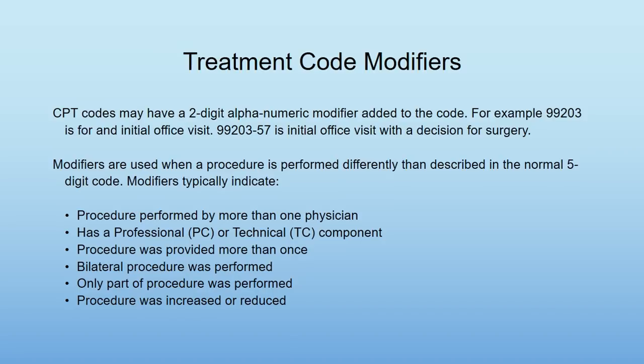Modifiers are used when a procedure is performed differently than what was described in the normal 5-digit code, and they will typically indicate that it was performed by more than one physician, that it has a professional PC, you'll see that commonly, or a technical TC component, that the procedure was performed more than once, that it was a bilateral procedure. That means it was either left side or right side, that only part of a procedure was performed, or that a procedure was increased or reduced.